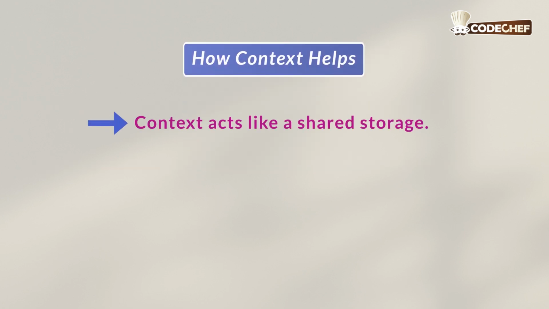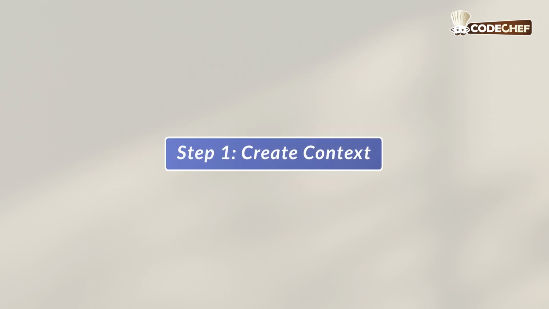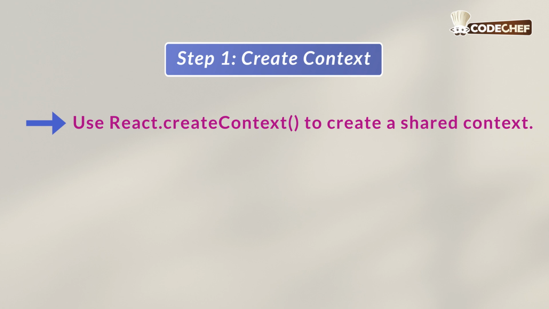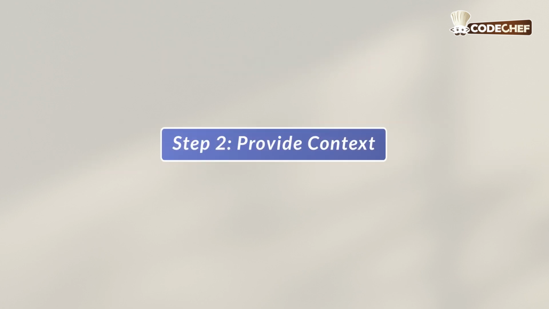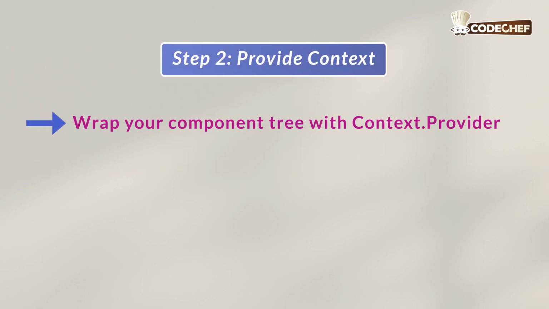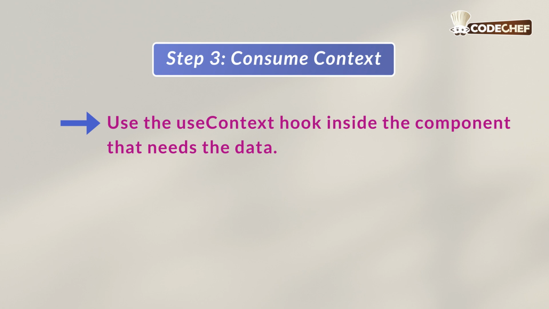Think of context as a shared storage. Any component inside the provider can directly access the data, no matter how deeply nested it is. Now the first step here is that we create a context using React.createContext. This creates a container that will hold our shared data like user information or theme settings. Next, we wrap our component tree with the context provider and pass the shared data using the value prop. This makes the data available to all child components. Finally, in the component that needs the data, we use the useContext hook. This allows the component to directly read the data from context without props.